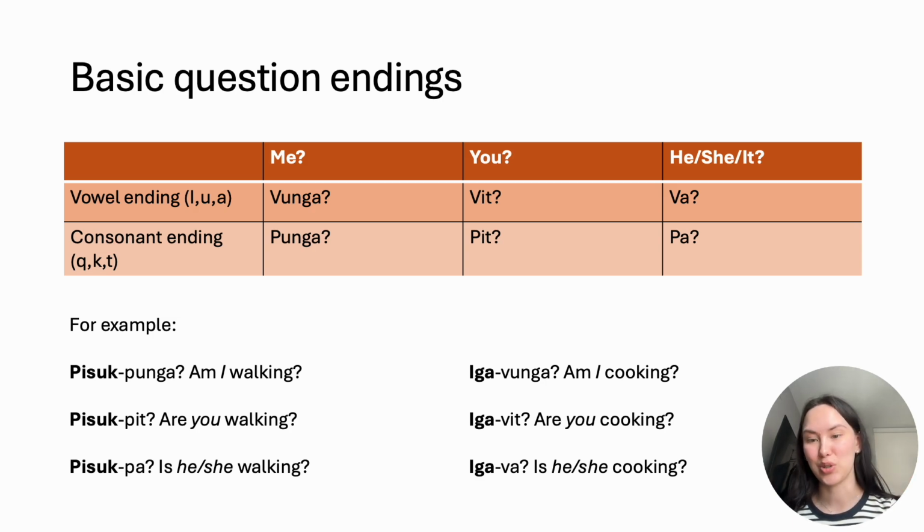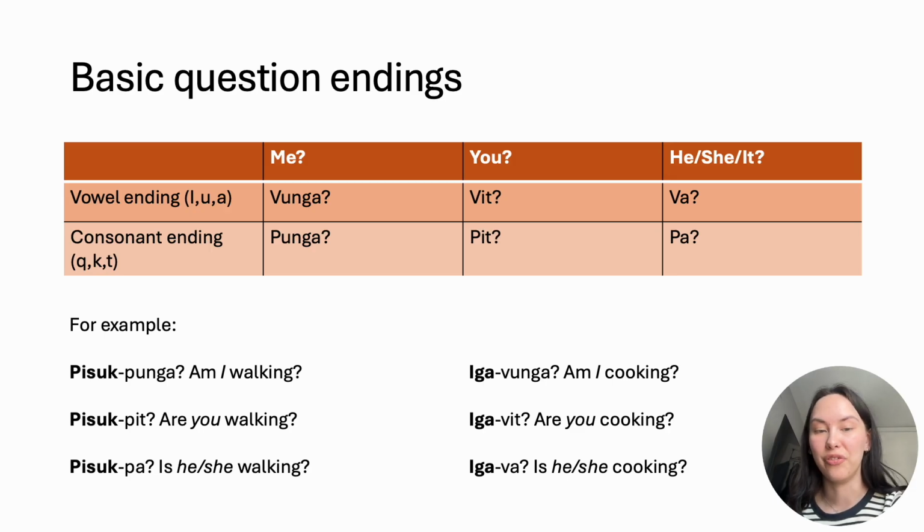You could also do that trick where, if you're not too sure, say it out loud. If it flows well, that's probably the right ending. And then the last ending we'll look at is for he, she, or an object. So it could be about the weather. That's when we would use that third person ending.